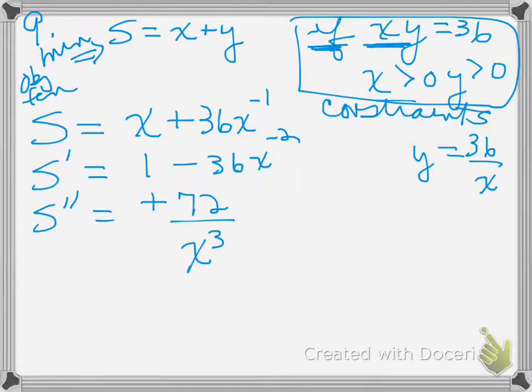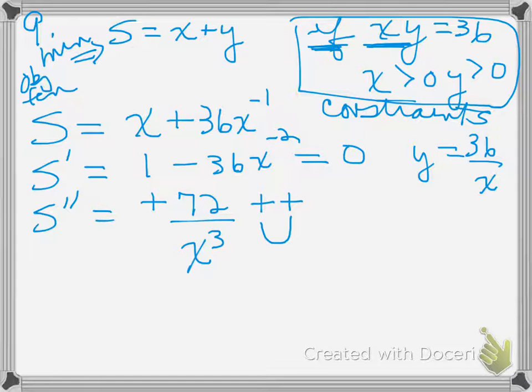What do I know about that value now? Since x has to be positive because of my implied constraints, I know that that value is always going to be positive. If it's always positive, the x value that I find when I set my first derivative equal to 0 will result in an x that minimizes my objective function of s equals x plus y. So I know I'm going to find a minimum. Now, I'm going to set my first derivative equal to 0.